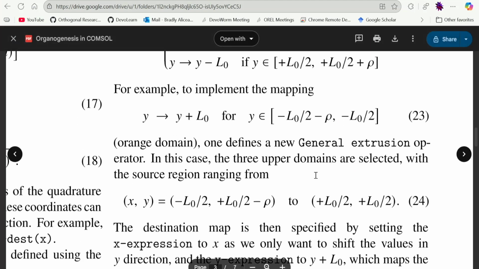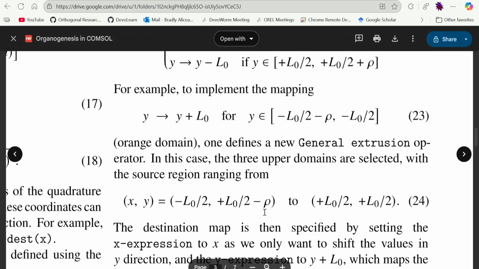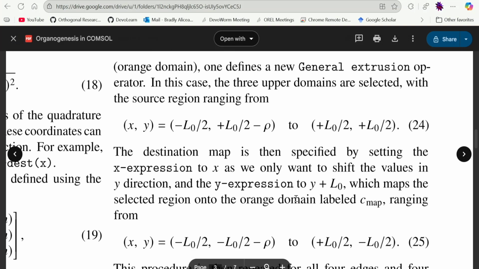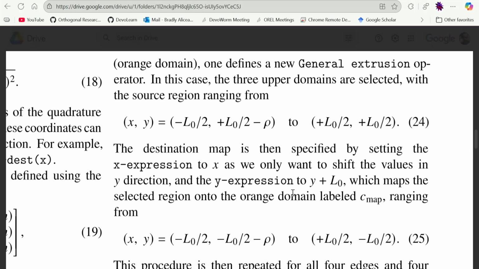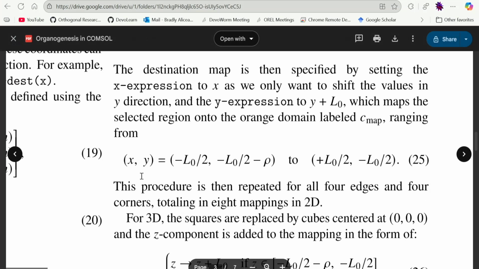That's our orange domain. One defines a new general extrusion operator. In this case, the 3 upper domains are selected with the source region ranging from, and then they say the xy coordinates of our source region. And then the destination map is specified by setting the x expression to x, as we only want to shift the values in y direction, and the y expression to y plus L, 0, which maps the selected region onto the orange domain labeled CMap, ranging from these coordinates in x, y.